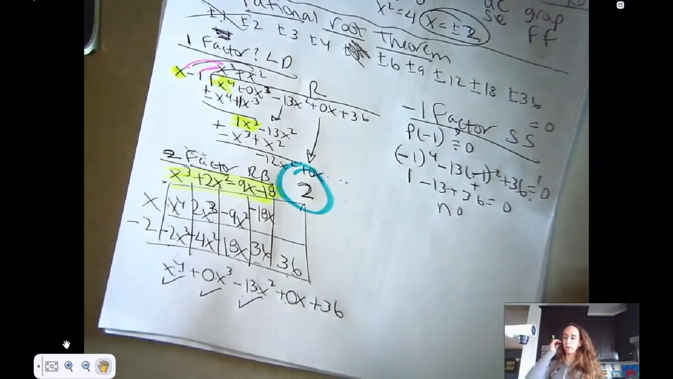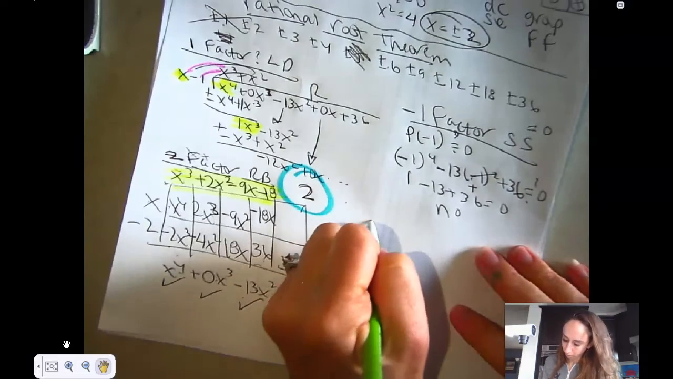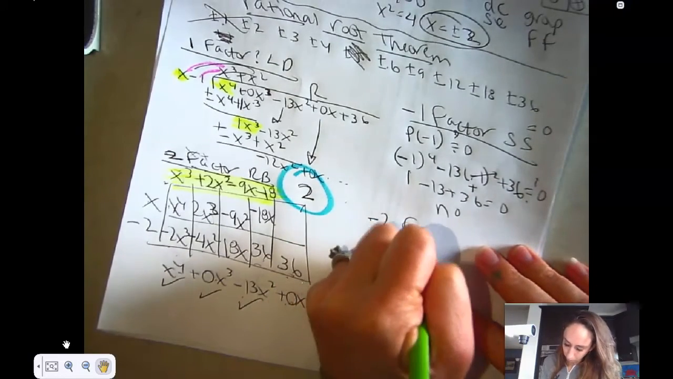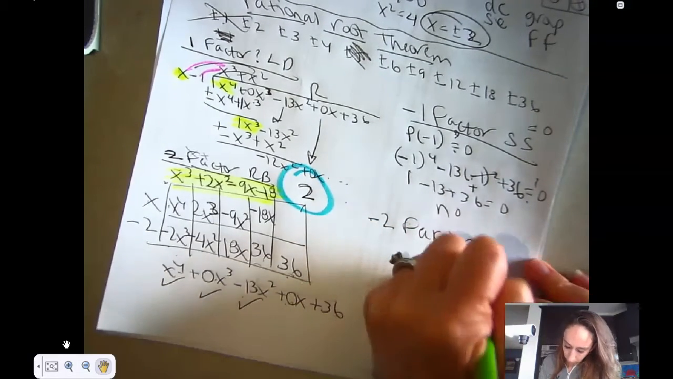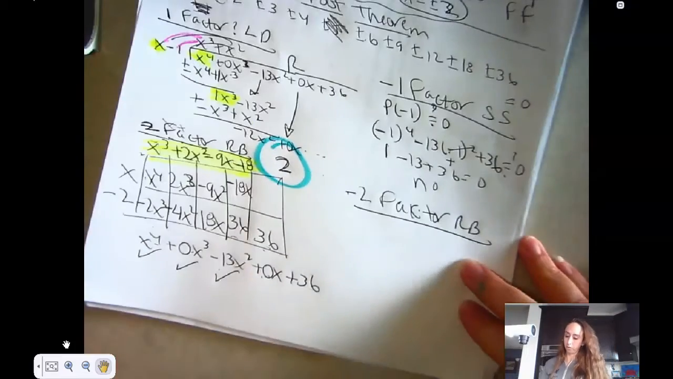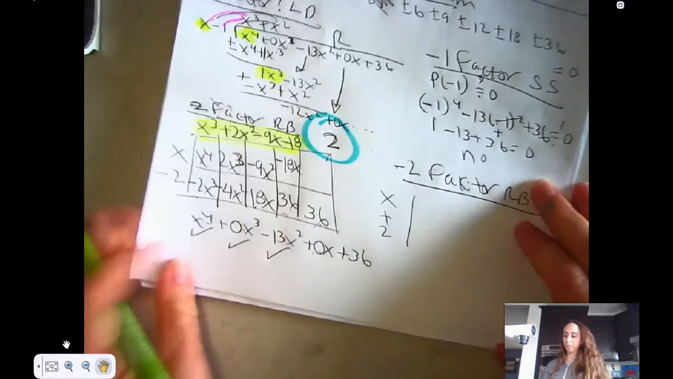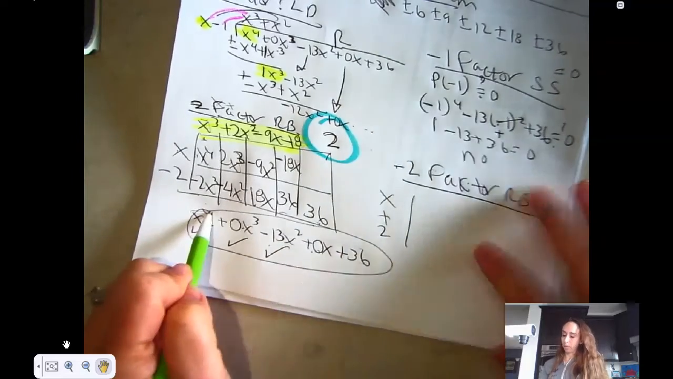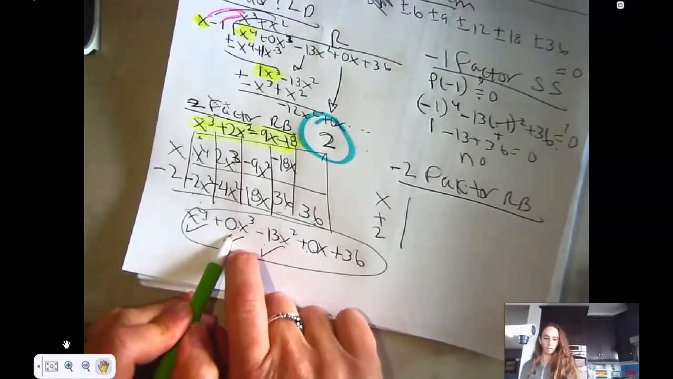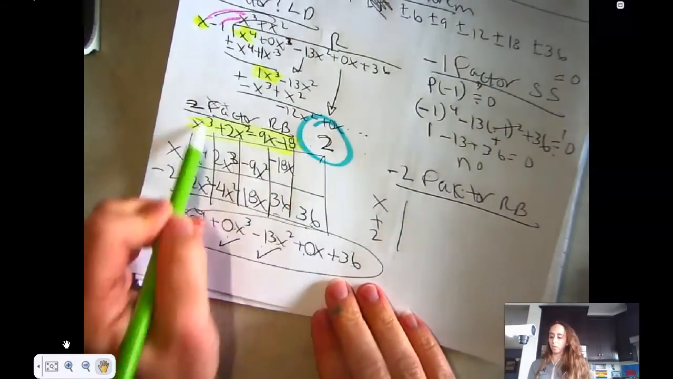So now I'm going to try another number. So I'll try negative 2. So is negative 2 a factor? Use the reverse box if you want. So then I would go x plus 2. Now, I don't have to divide the original now, because now I know, okay, if I know that 2 is a factor, this is what I'm left with.